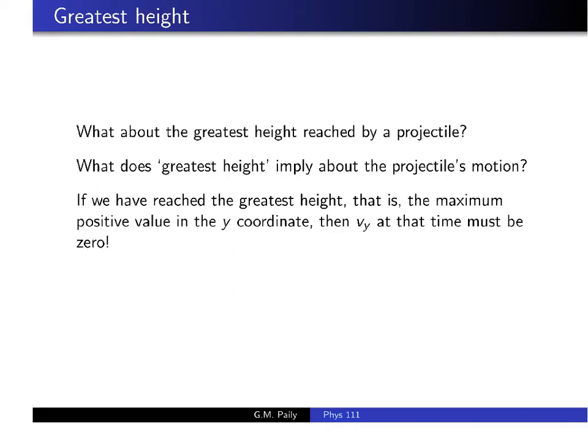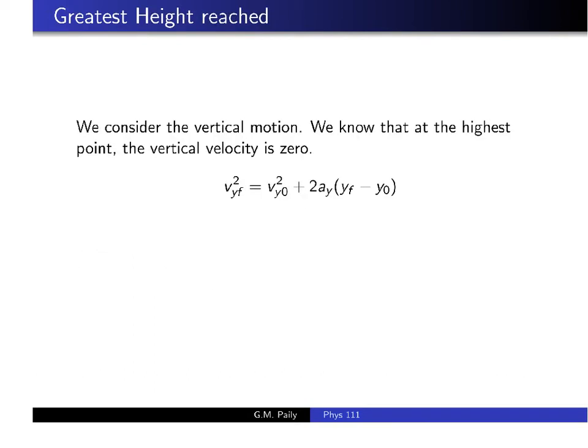So let's figure this out. We use one of our constant acceleration equations. We know that Vy final will be 0. If we call y final minus y naught h, then we have this simple equation. Solving for h, we get Vy naught squared over 2g. And you can see that the units work out. On top we have meters squared over seconds squared. In the denominator we have meters per second squared. And in the end we just have meters.